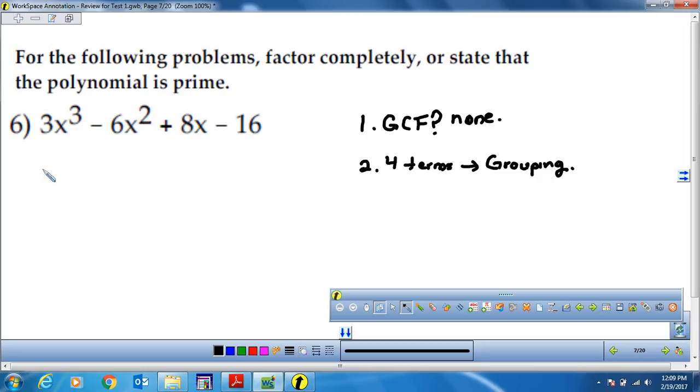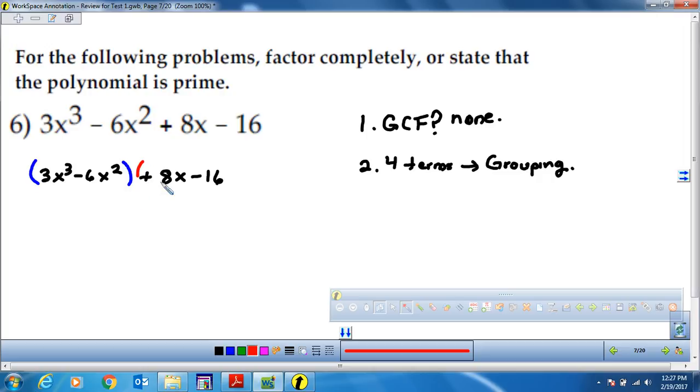So we're going to start by doing this. 3x cubed minus 6x squared, I'm going to group these two terms. And also plus 8x minus 16, I'm going to group these two terms as well. I need to find the greatest common factor of each one of those groups.